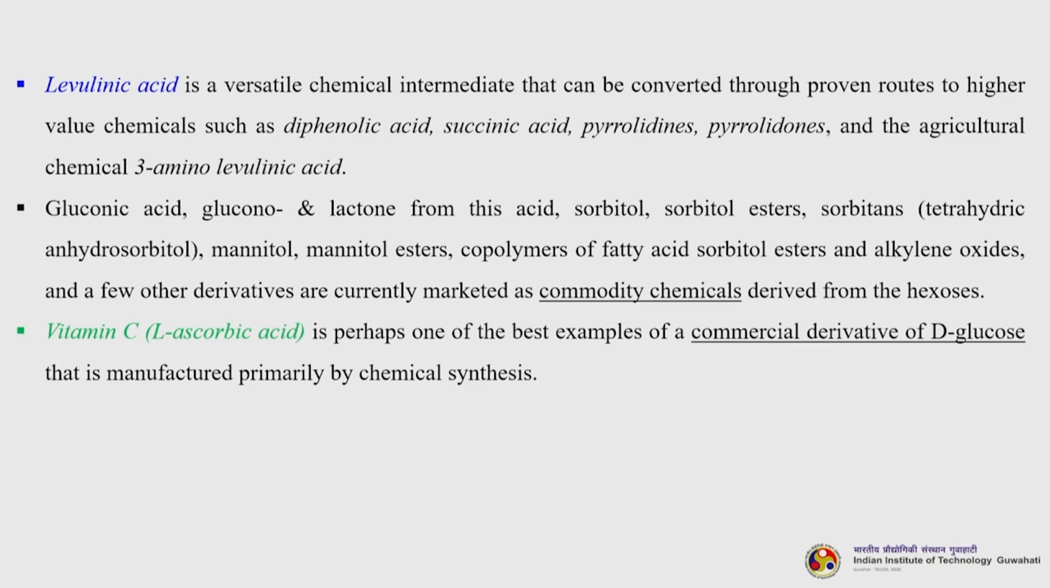Gluconic acid, glucono lactone from this acid, then sorbitol, sorbitol esters, sorbitans, mannitol, mannitol esters, copolymers of fatty acid sorbitol esters and alkaline oxides and a few other derivatives are currently marketed as commodity chemicals derived from the hexoses. Vitamin C, that is L-ascorbic acid, is perhaps one of the best examples of a commercial derivative of D-glucose that is manufactured primarily by chemical synthesis.